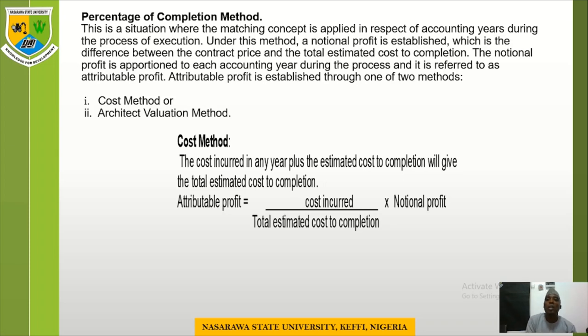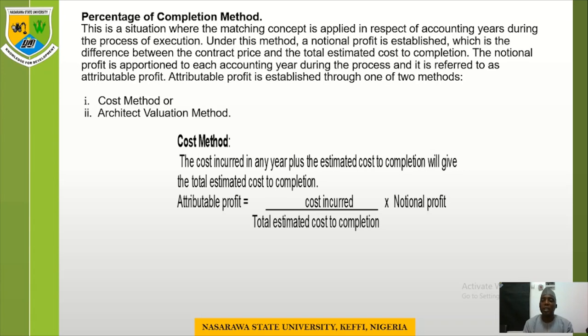So under this method, notional profit comes in. We're going to explain what notional profit is. Notional profit is the difference between the contract price and the total estimated cost to completion. Notional profit comes into play when you are accounting for a construction contract using the percentage of cost of completion.